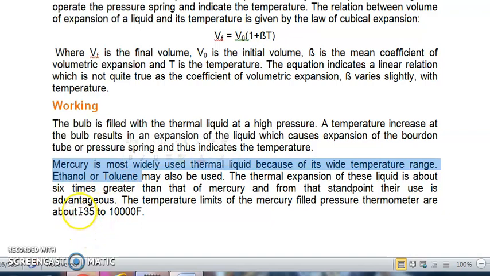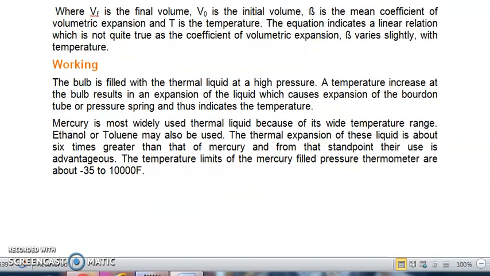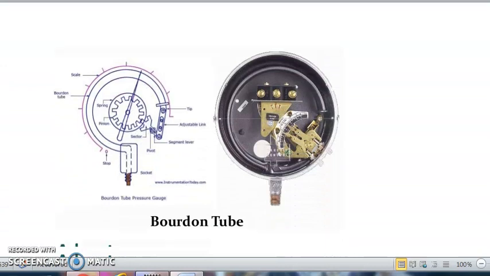And what is the range of the mercury-filled pressure thermometer? That is -35 to 10,000 degrees Fahrenheit. Okay. So this was about the pressure thermometer, and this is the real picture inside the covering of the Bourdon tube, inside the monitor of the Bourdon tube. Here is the scale, this one is the scale, and all these are the mechanical fittings that you can easily understand, and this is the schematic diagram with all its naming. So zoom in and watch it carefully. That is a complete mechanical structure.